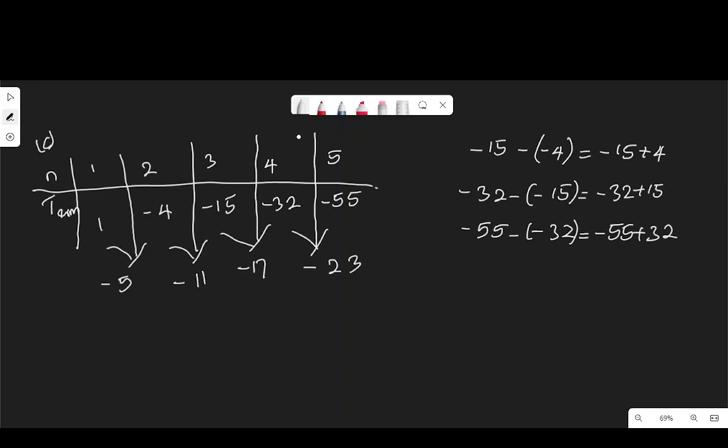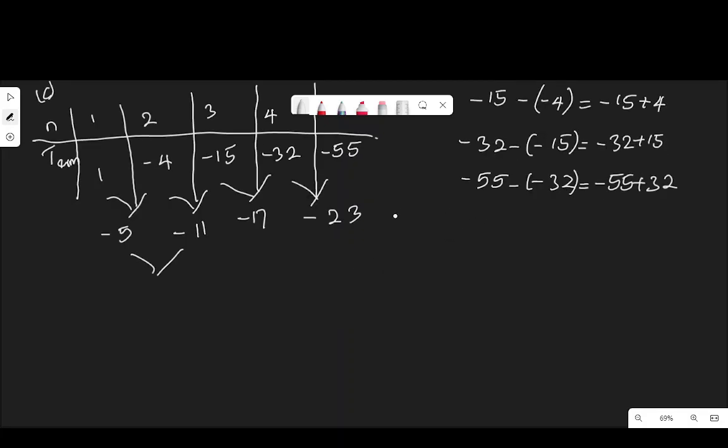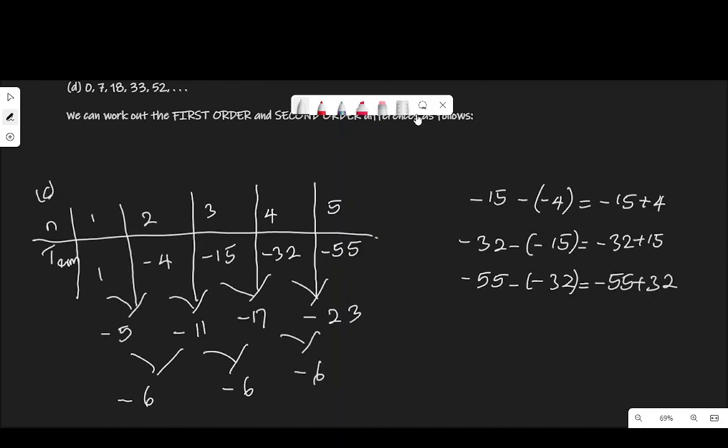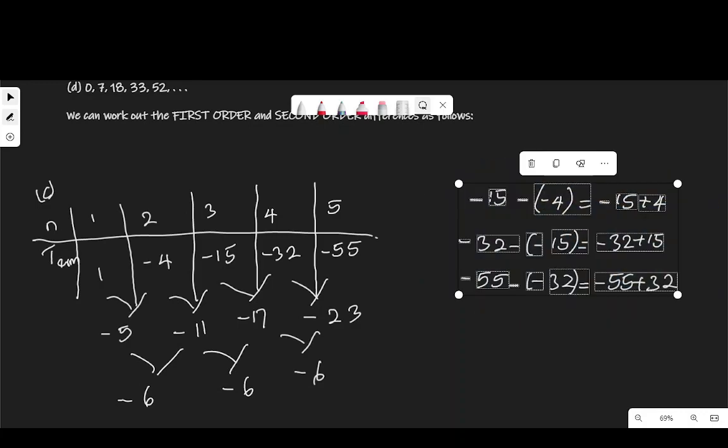Let me take the second order difference. Subtracting these from each other, we have minus 11 minus minus 5, and that gives us minus 6. This and this also is minus 6. This and this also is minus 6. Okay, that is the first table there.